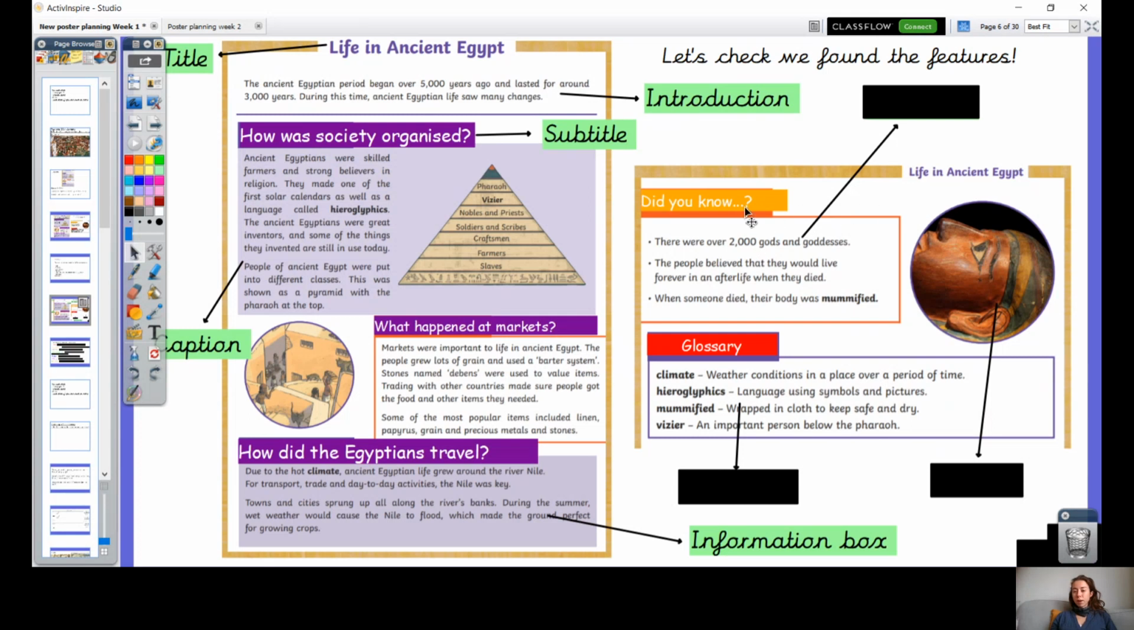And over on this side of the screen, underneath the Did You Know, that is our fact box. We've got some Did You Know facts there in the box. We've got our glossary, which is underneath that. And we've got our pictures. You might have labelled the other pictures as well, and that would have been fine. Just check you've got all of those.